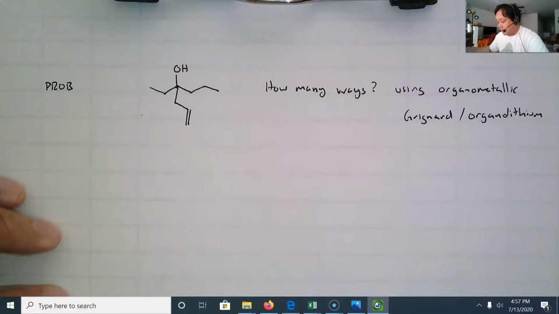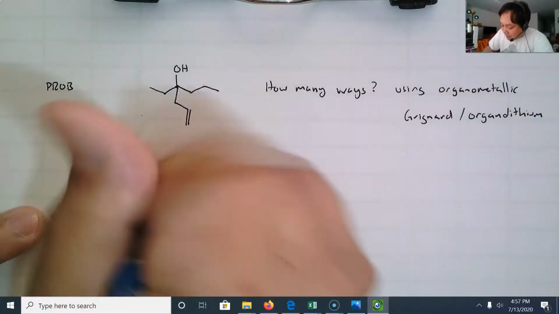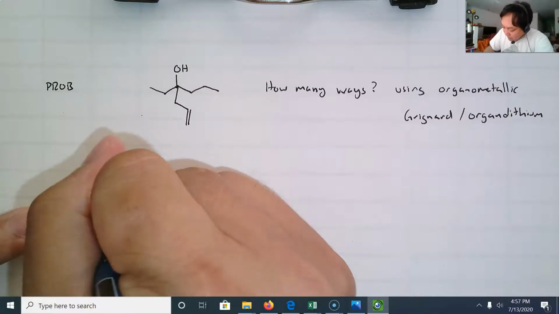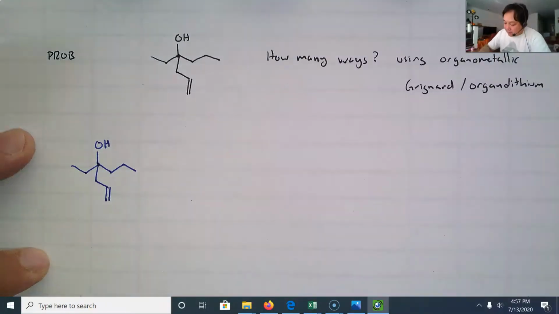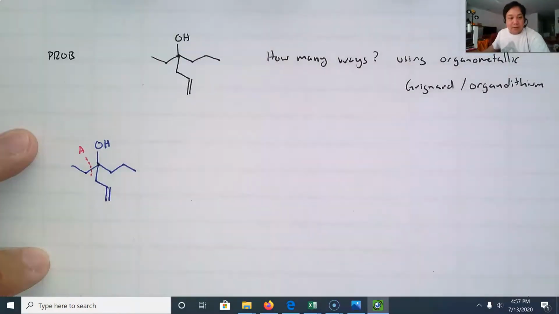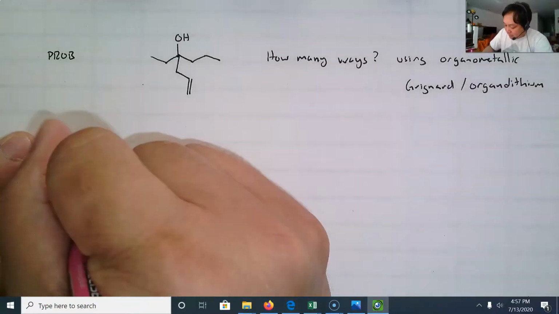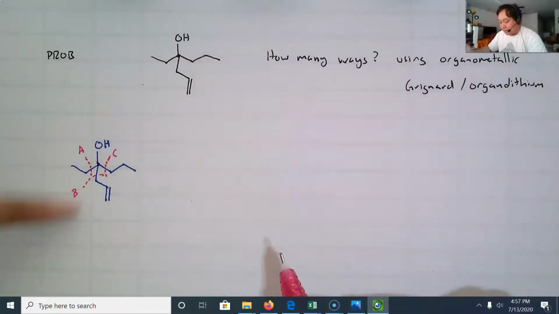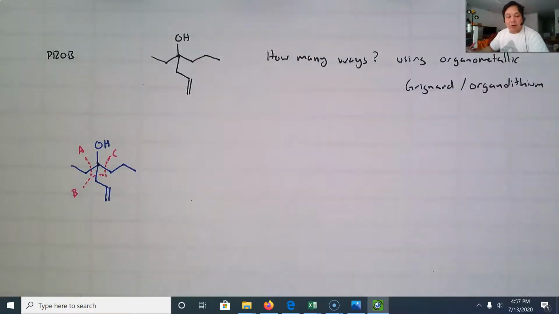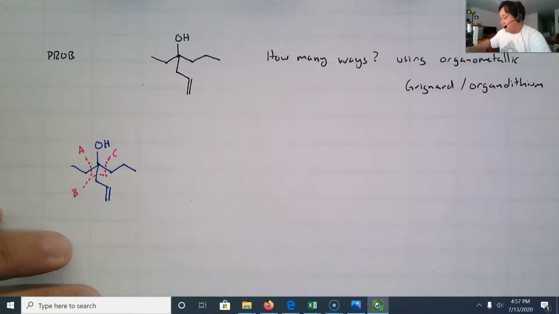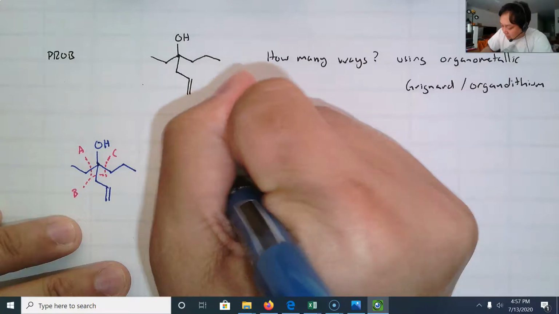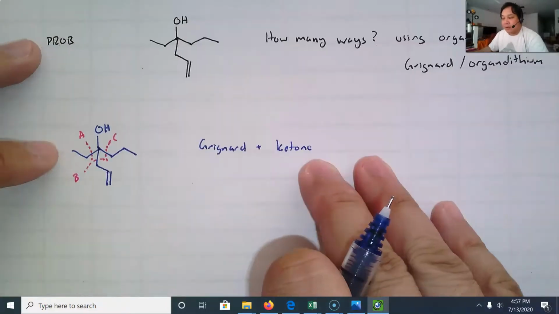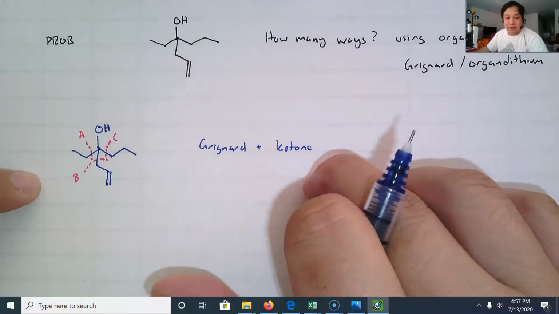One strategy is you could use a Grignard plus a ketone. And this is what we did in the previous video. If I make this bond here, remember this strategy, bond A, or I can make bond B, or I can make bond C. Maybe I should use arrows instead of trying to cut the bonds. By making the carbon-carbon bond indicated by each of these 3 ways, what am I doing? I'm just going to stick with a Grignard plus ketone. That was an exercise we did in the second video.